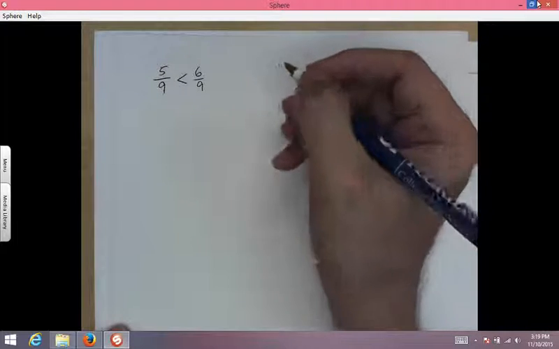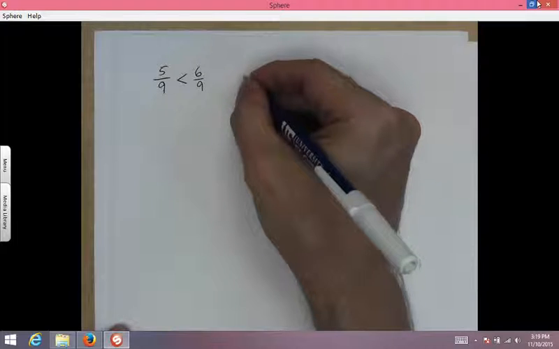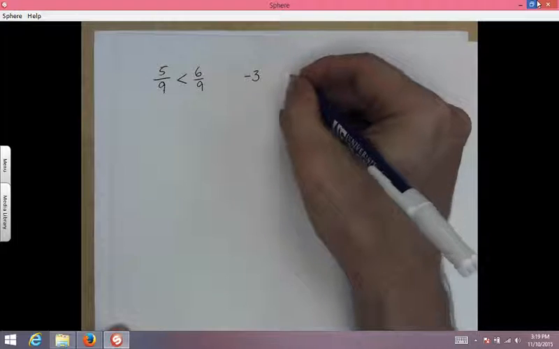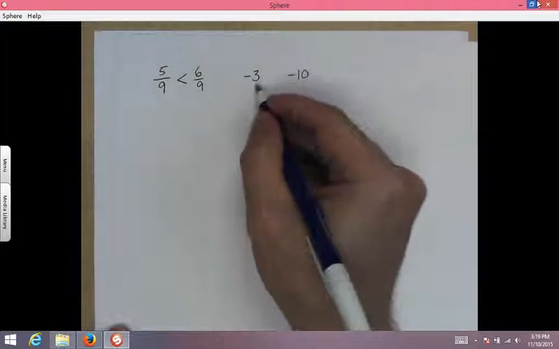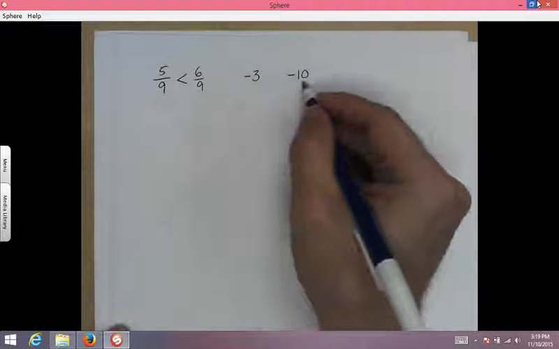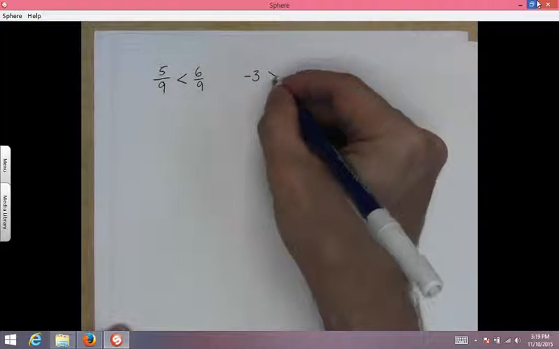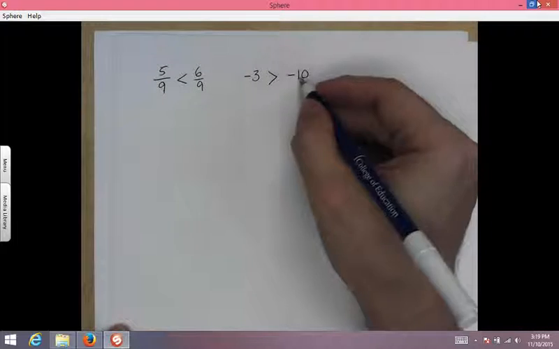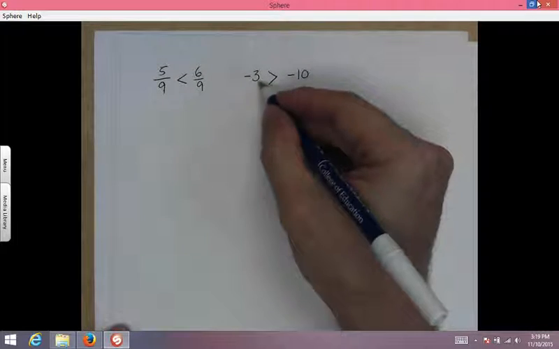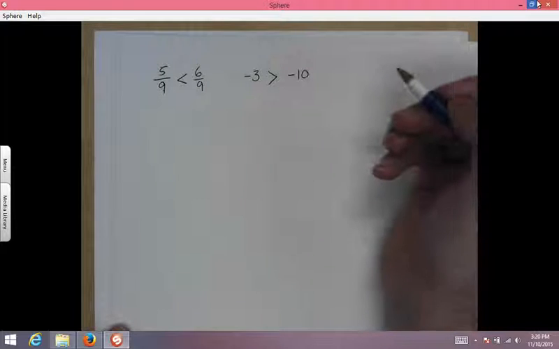If the numbers are negative, think of it as owing somebody money. So let's start out with a basic one. Let's say -3 versus -10. Would you rather owe somebody $3 or owe somebody $10? You'd rather owe them $3. It's less money, so you'd pay them back sooner. So this is actually greater than this one right here.